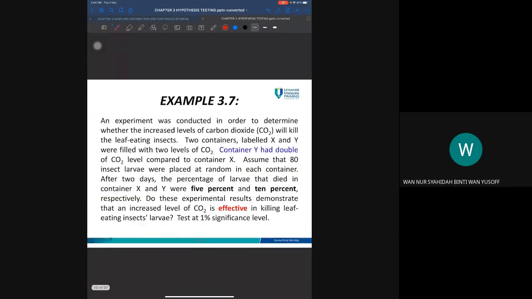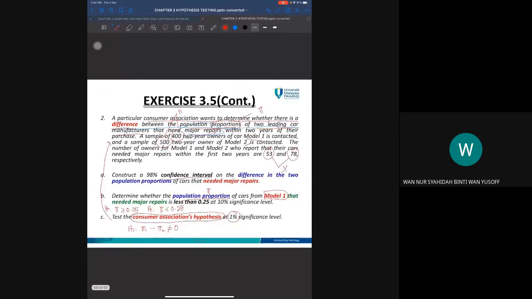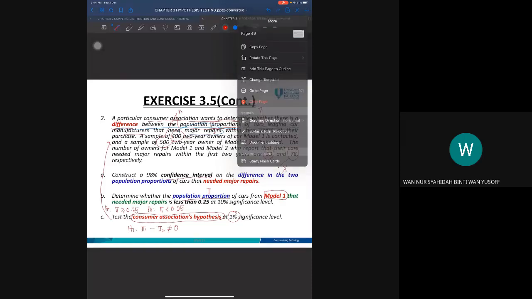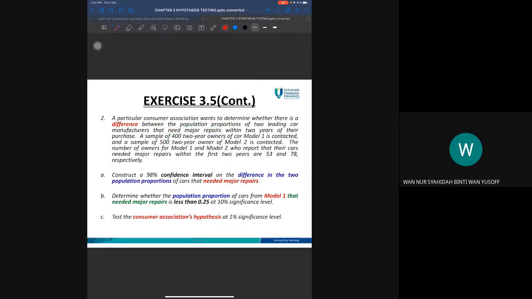Okay, we go to the exercise, number 2 here. It is clear that you have a proportion, no doubt, so you are dealing with pi as the parameter. A sample of 400. First, what is your variable?